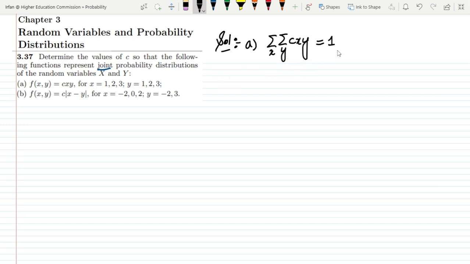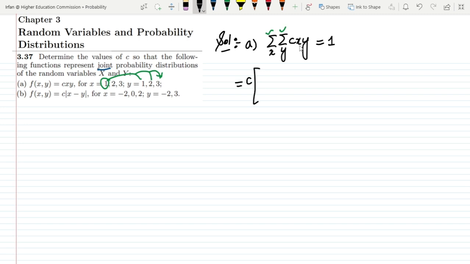So we have to use this condition here, and all the values given for x and y are 1, 2, 3 and 1, 2, 3 as well. We have to take each value of x and multiply it with each value of y, then add them together because of the summations, and similarly for the other values of y. So let me do it here, and taking this c out, because c is a constant, what will we get?